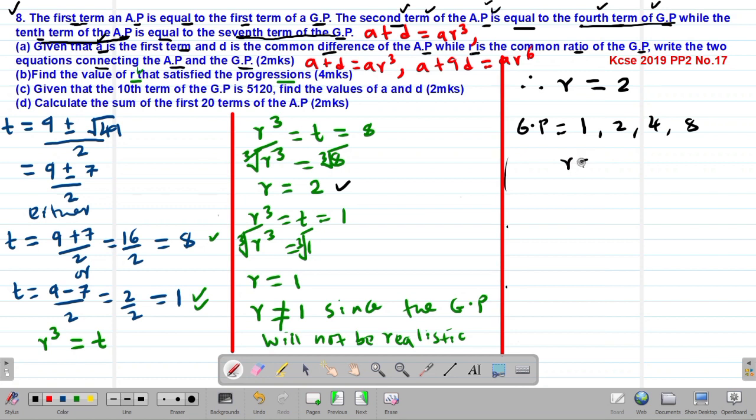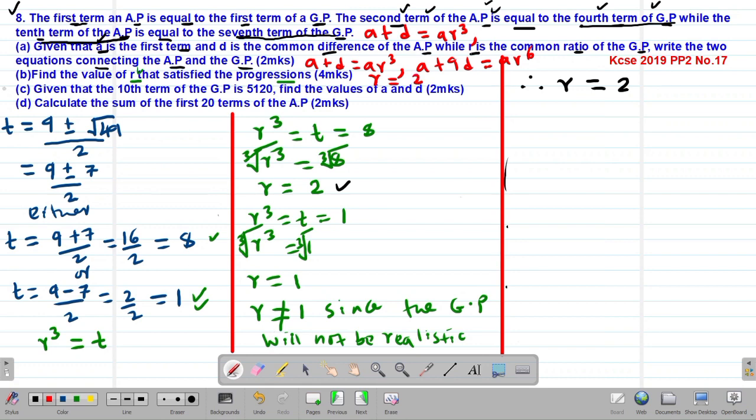So that when you find the common ratio, you'll have 2/1 being equal to 4/2, being equal to 8/4, of course, which is equal to 2. You can see this is a realistic geometric progression. That is why we are picking our common ratio to be 2 as a valid answer. Therefore, the common ratio r is equal to positive 2.